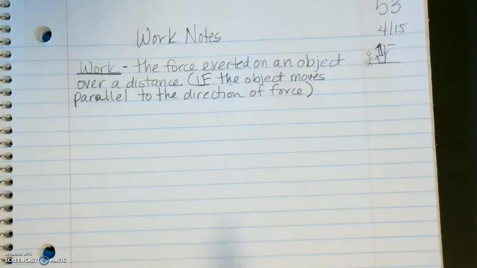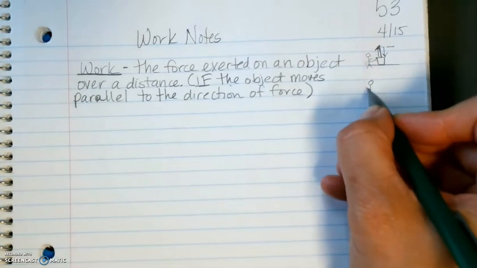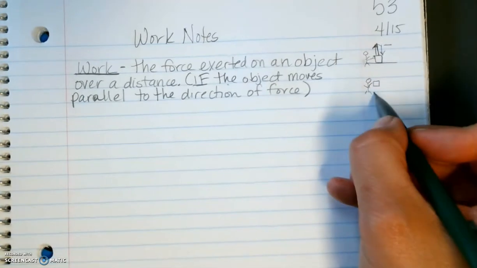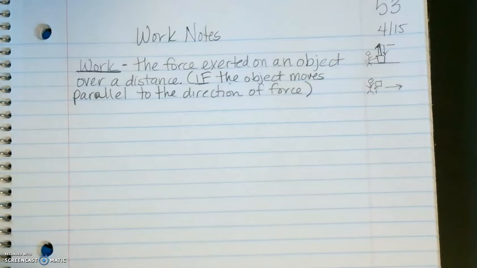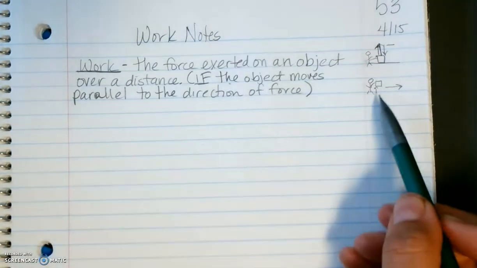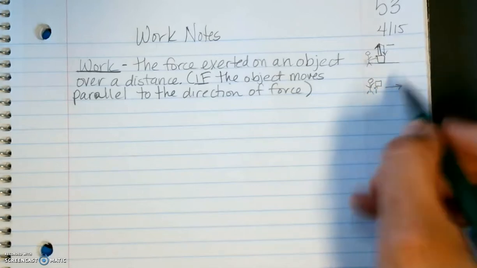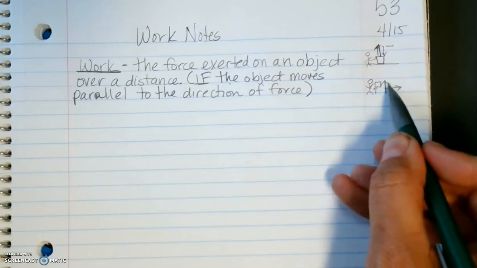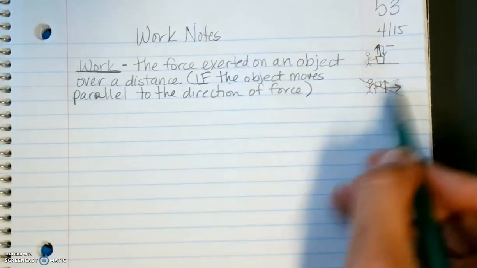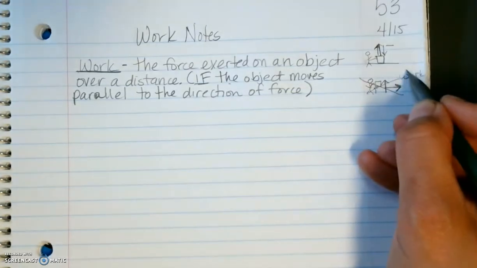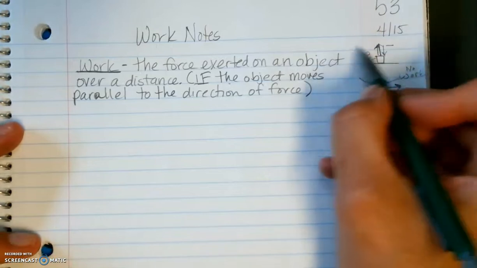An example where work would not be done is if the person picked up the box and did work. So they did work to pick up the box, but then they started walking forward while holding the box. If the person was walking forward, holding the box with an upward force, their force would be perpendicular to the direction. In this case, no work was done. Okay? But up here, moving it, as long as they were parallel, work is done.